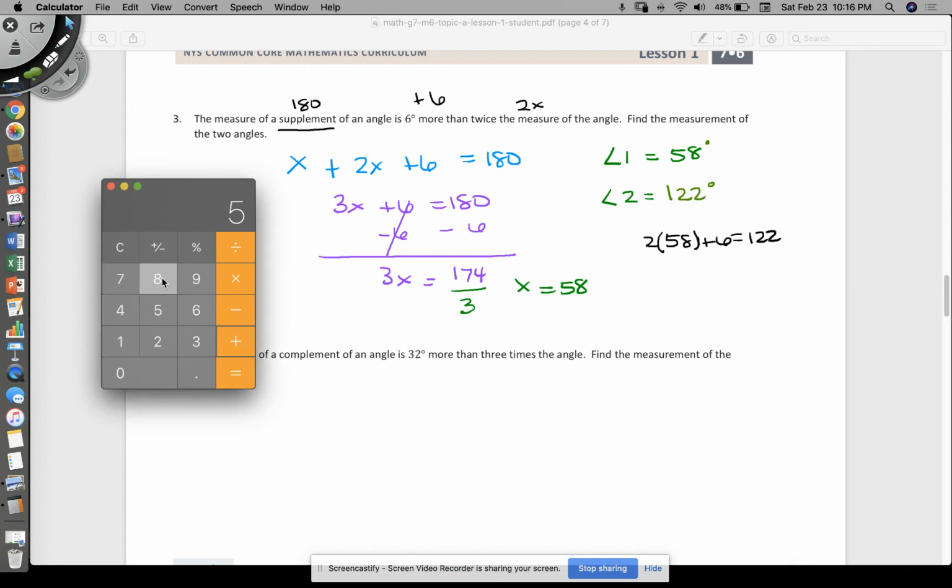So if I add 58 back to that, I get 180. Good. I got a supplement. Now let's move on to number 4.